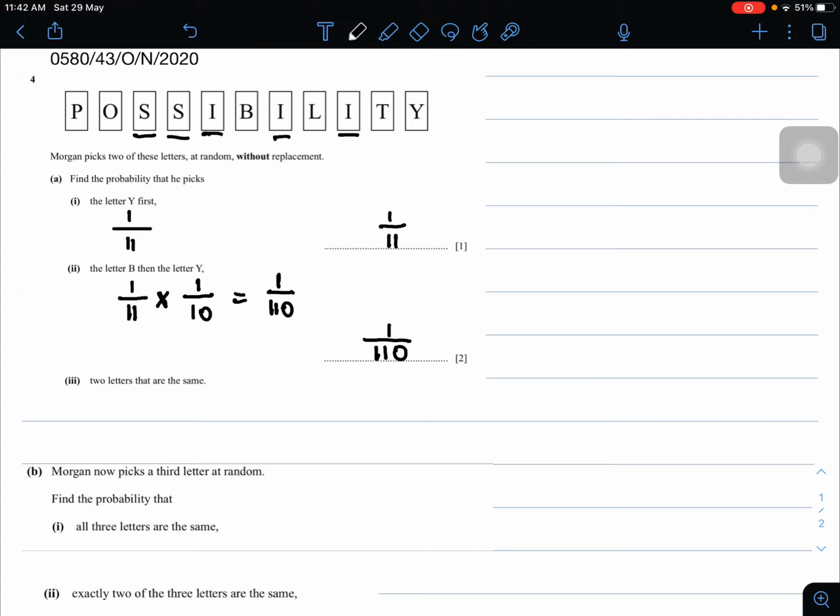So, the probability of picking an S would now be 2, as there are two S's in the word possibility. So 2 divided by the total number of letters, which is 11, multiplied by, because both the letters have to be the same, so letter 1 and letter 2 have to be S. So since there's an AND, there will be a multiplication. So 2 divided by 11, that is the probability for picking an S, multiplied by the probability for picking an S from the new set of letters.